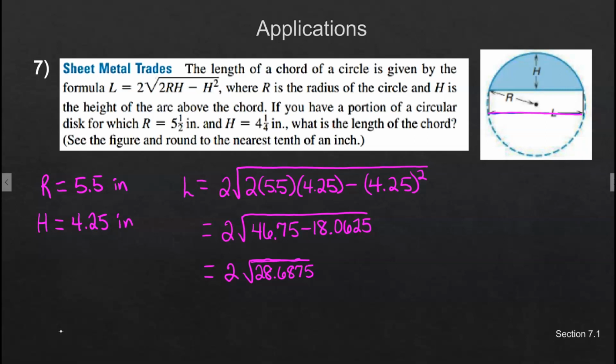And that's what we're going to take the square root of. So use the square root key on your calculator. Take the square root of 28.6875, or you can say 2 times the square root, and that's fine to do it that way. And so L is going to be 10.712. Look back at your problem to see that we are rounding to the nearest tenth of an inch. So that is 10.7 inches.